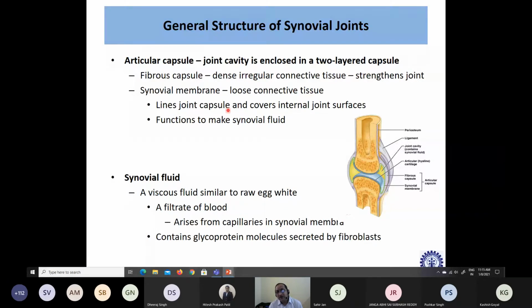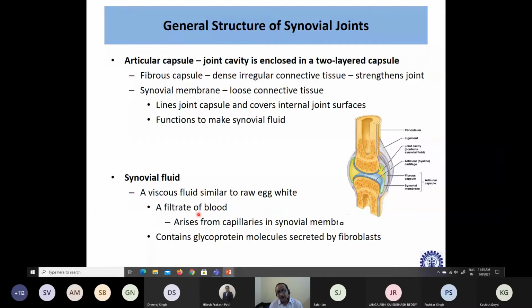It lines the joint capsule and covers the internal joint surfaces. Basically it functions to make synovial fluid. So the synovial membrane keeps on generating synovial fluid. Now, what is this synovial fluid? It's a viscous fluid similar to raw egg white.